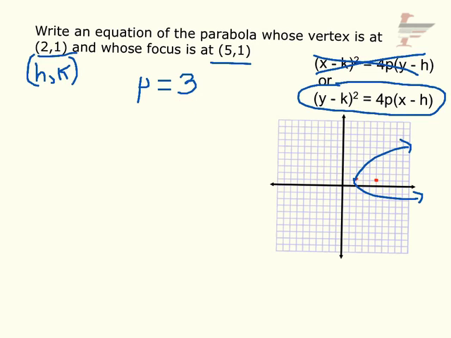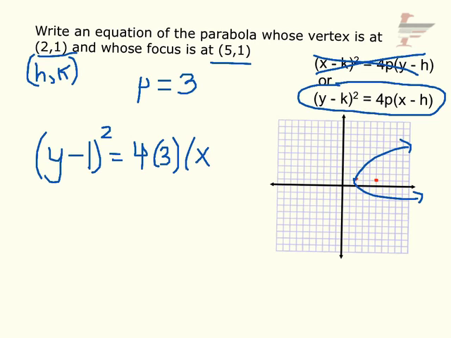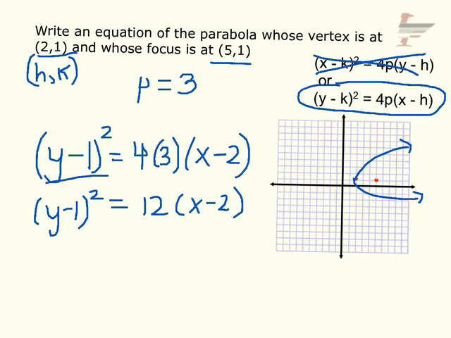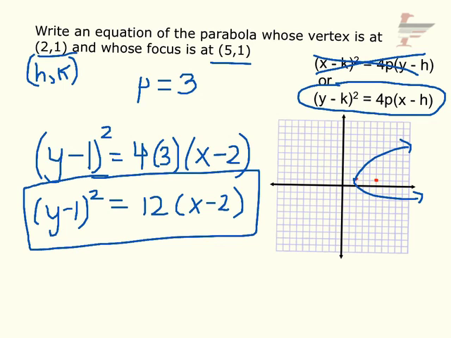Now, looking at this, I know h and k, and I know p, so I really can just write my equation. So y minus k, and k is 1, so that's (y minus 1) quantity squared, equals 4p, and p is 3, times quantity x minus h, and h is 2. And then of course simplify this. Don't distribute that 12 through, just keep everything nice and in standard form. And there's your standard form parabola that represents the situation.